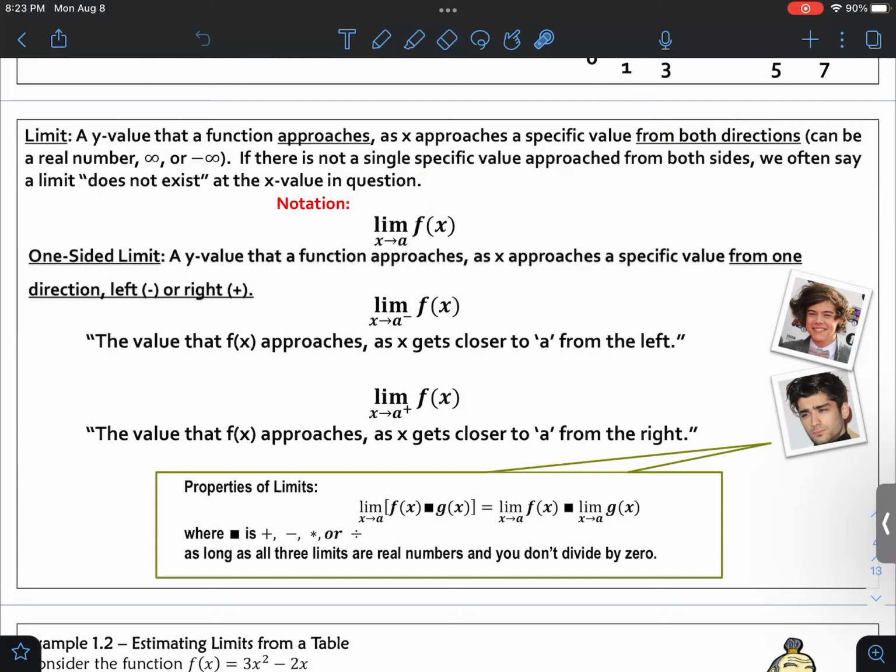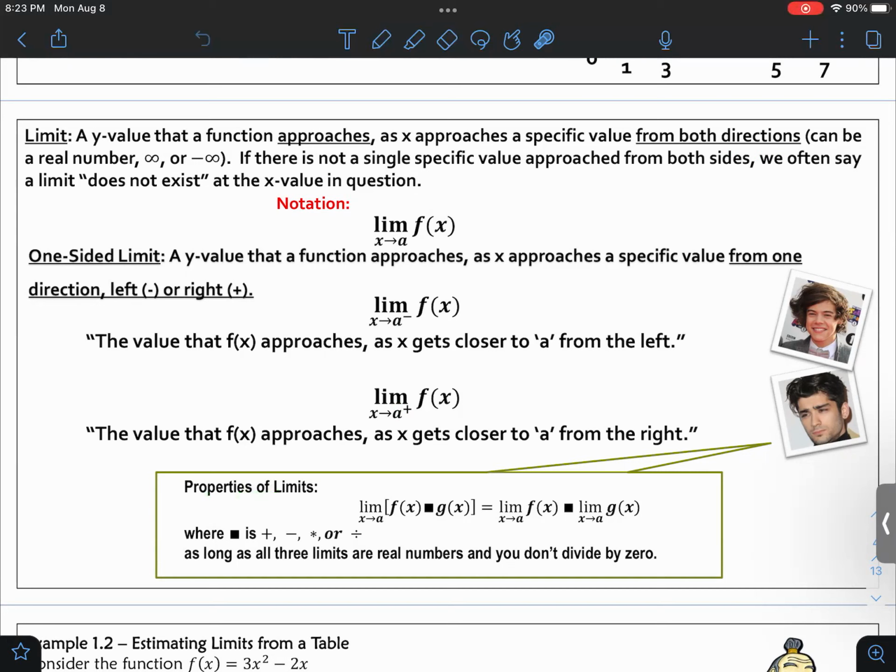All right. However, we are allowed to explore one-sided limits. We can exclusively say we're only going to look from the left side, or we're only going to look from the right side. We've got notations to represent left and right, little minus and plus signs. So you could have a limit that does not exist, and yet the one-sided limits do exist. Okay.